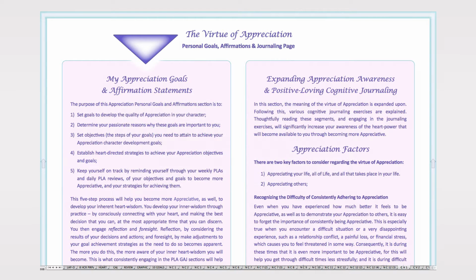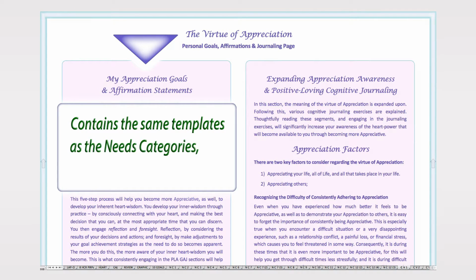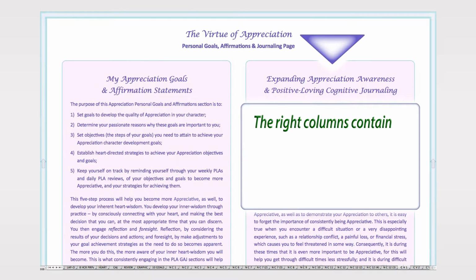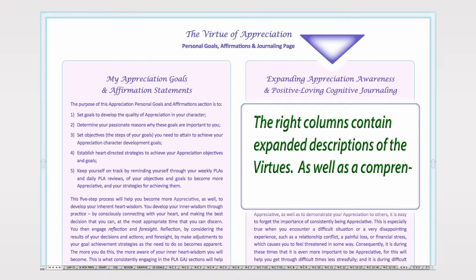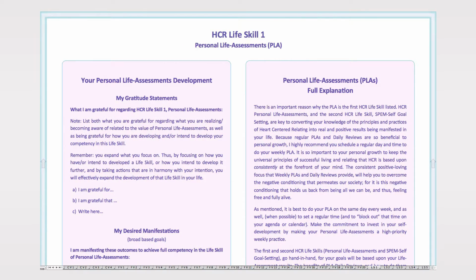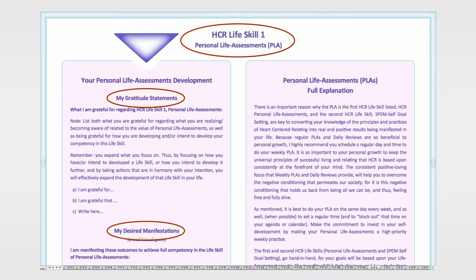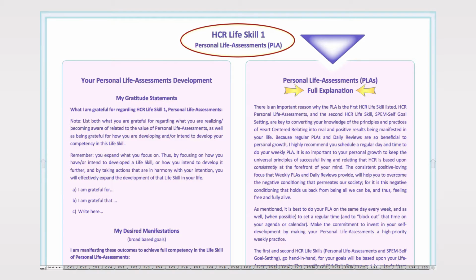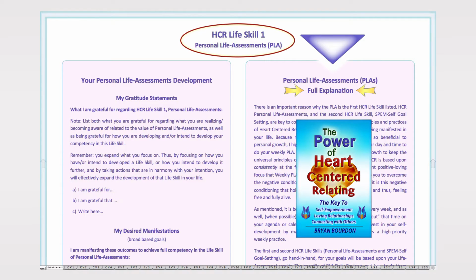Simply remember that the left column contains the same templates as the needs categories, but customized to the virtues. And the right columns contain expanded descriptions of the virtues, as well as a comprehensive journaling section. The GAJ sections for the life skills also contain the same templates as the needs categories and virtues, but customized to the life skill of that page. And the right columns contain the full description for that life skill taken from my book.